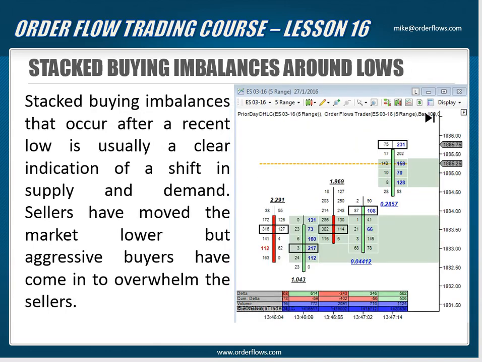Then the opposite would be stacked buying imbalances around the lows. A stacked buying imbalance that occurs after a recent low is usually a clear indication of shift in supply and demand. It's gone from a supply market to a demand market. Sellers have moved the market lower, but aggressive buyers have come in to overwhelm the sellers. Again, we're working our way down towards this low area, and all of a sudden the buyers sit up to, hey, this is a good deal, I'm going to buy some more. And everyone's aggressive and buying it, and the market moves higher. Should move higher.